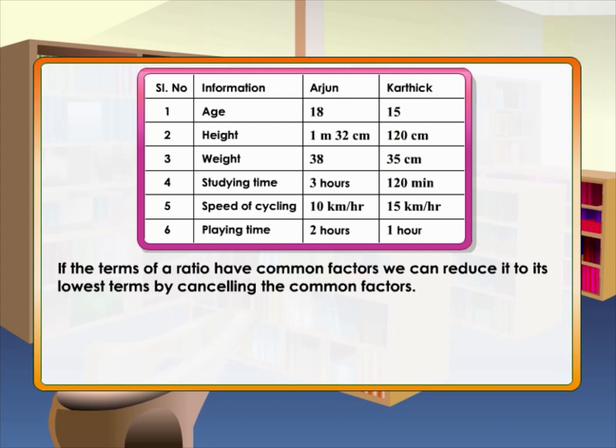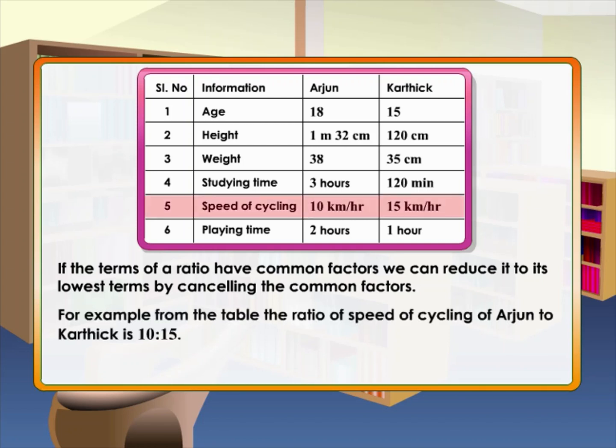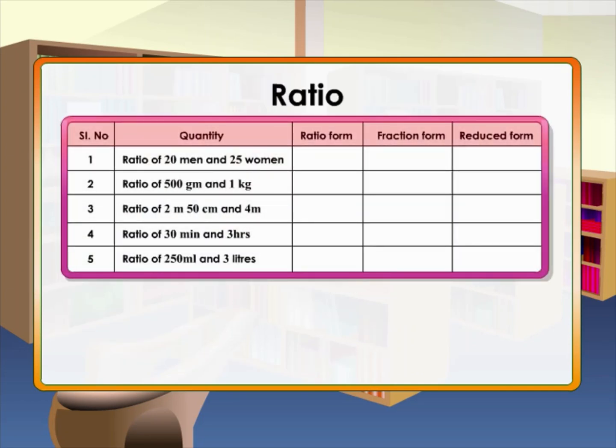If the terms of a ratio have common factors, we can reduce it to its lowest terms by cancelling the common factors. For example, from the table, the ratio of speed of cycling of Arjun to Karthik is 10:15. The common factor is 5, and we can rewrite it as 2:3. Now look at the table showing quantity, ratio form, fraction form, and reduced form.